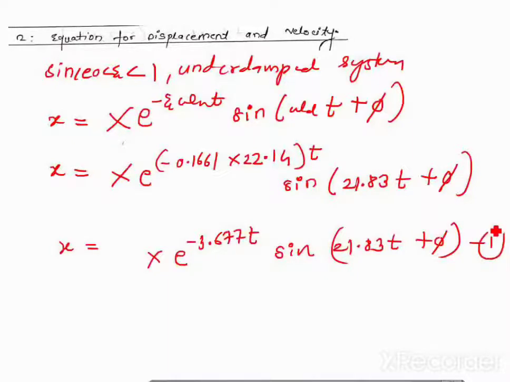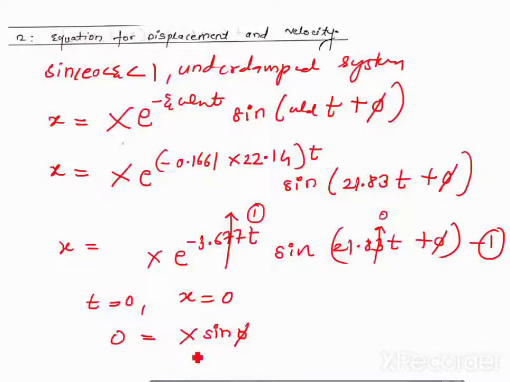Now what are the initial conditions? At time t equal to 0, x is equal to 0, because x is a displacement. So apply the first initial condition. Now e raised to 0 is 1, so this term will become 1. The sine term becomes sine of 0 plus phi, so I am getting 0 is equal to X sine phi. Now I have got this condition.